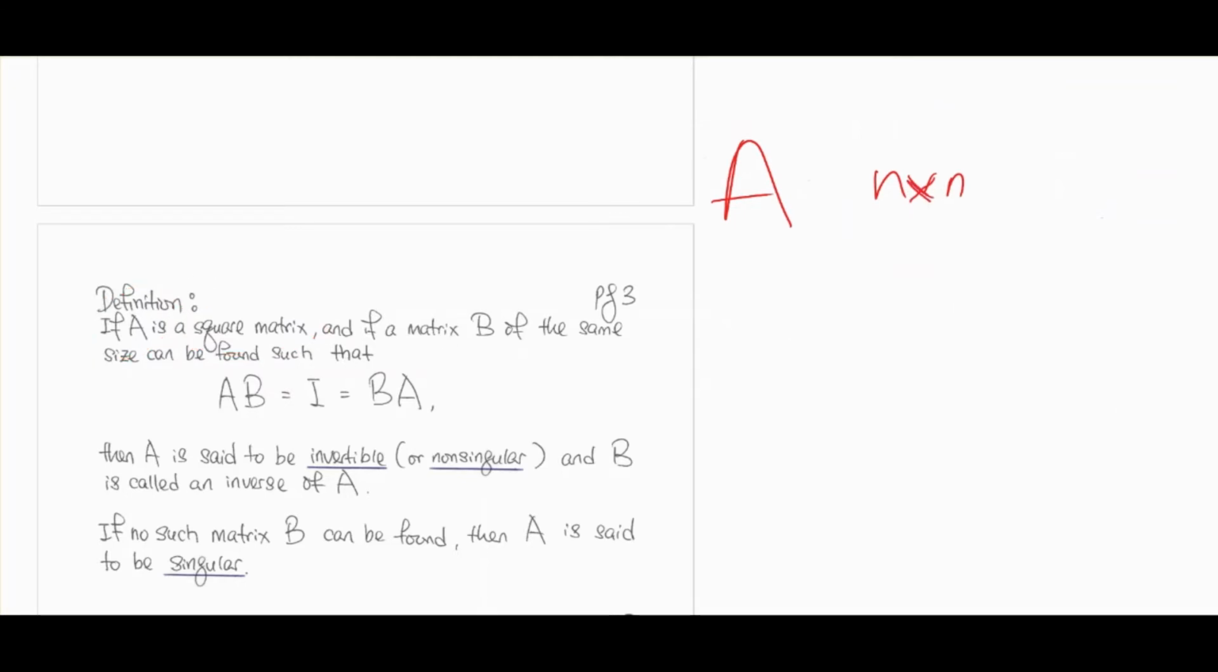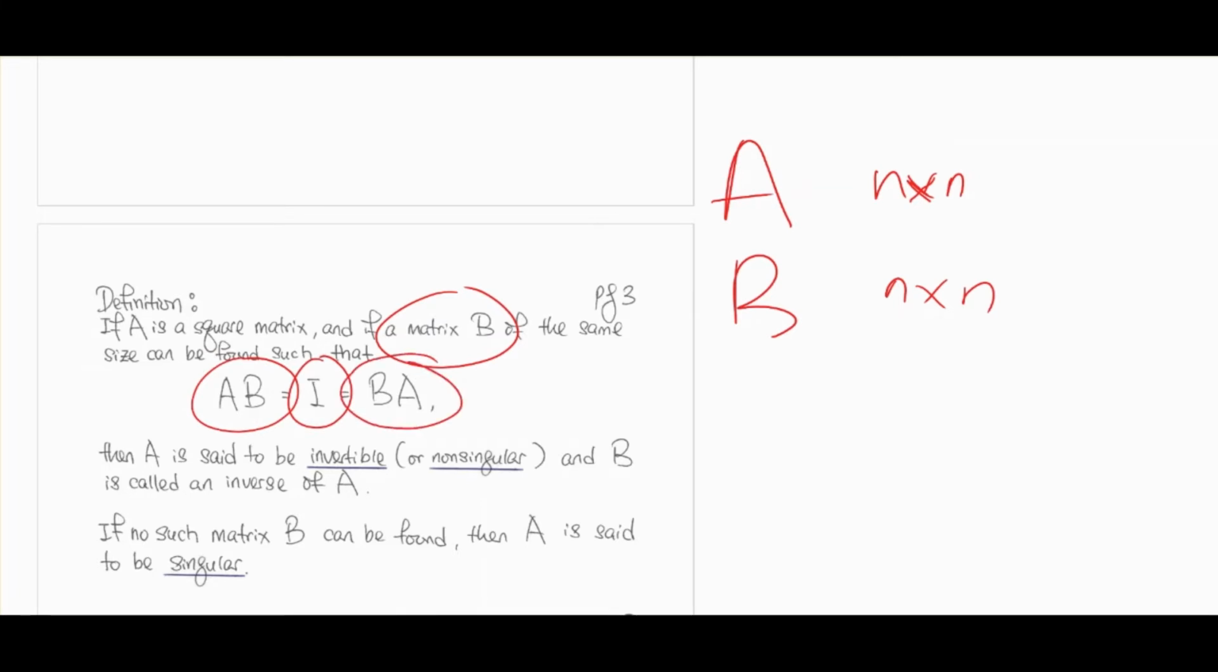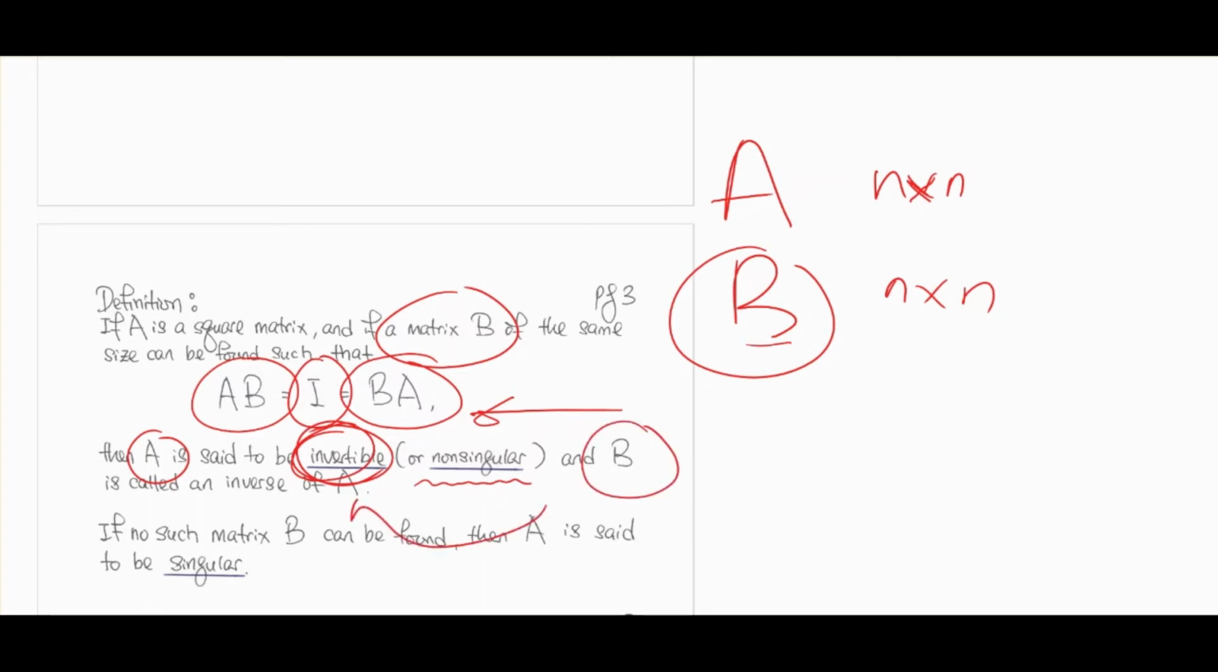And if you can find another matrix B of the same size, so B is also n by n, so obviously square, such that A times B will equal the identity matrix, will equal B times A. If you can find that matrix B, so if matrix B exists such that you have this property, then we will say matrix A is invertible, has an inverse. Another way of saying it is to say that matrix A is non-singular, and the matrix B is what we call the inverse of A.